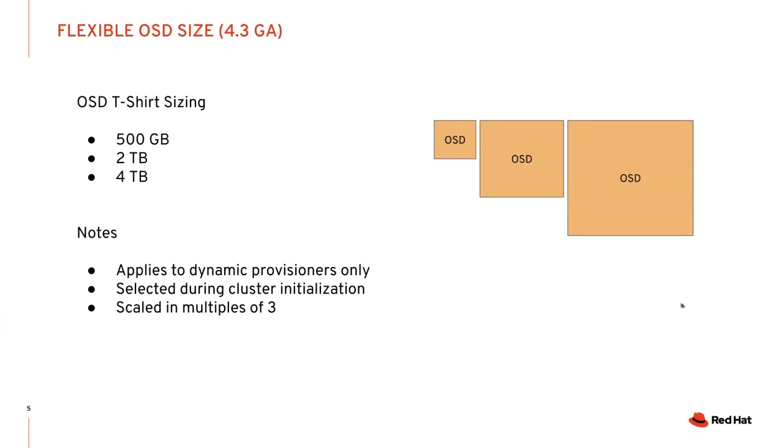With 4.3, when you dynamically provision or set up a new cluster, you can choose a t-shirt size for the OSD. You can do 500 gigabytes, so we can have a more minimal size cluster, or you can have the 2 terabyte size, which is what we had in 4.2, or you can have a larger 4 terabyte OSD size. That's another way to get to a larger maximum scale, or to get to a smaller minimum footprint. This was flexibility requested by customers, so we've introduced it in 4.3, and this is generally available.